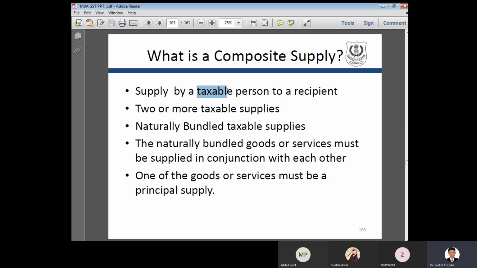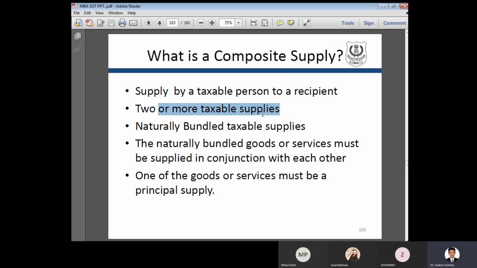There should be a supply, but that particular supply must be from a taxable person. That is, earlier the particular person has to have paid a certain amount of tax, a certain amount of GST, and then only if it is transferred, that particular supply will be called a composite supply. Next thing, two or more taxable supplies. So in order to consider a supply as a composite supply, there should be at least two or more taxable supplies in existence. If one supply has another supply along with it in composition, then you can say that it is a composite supply.